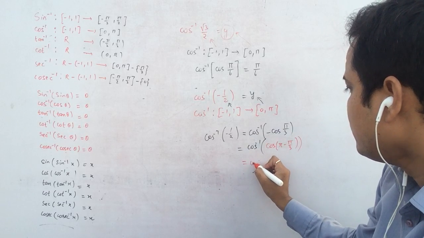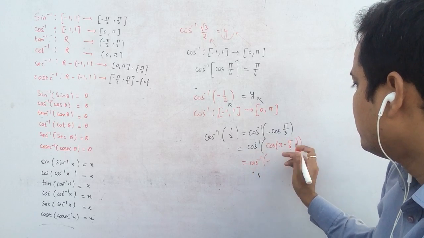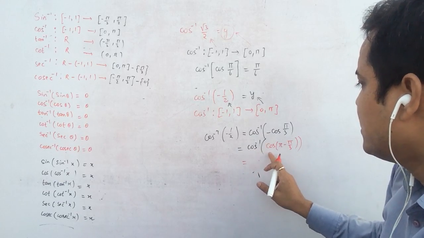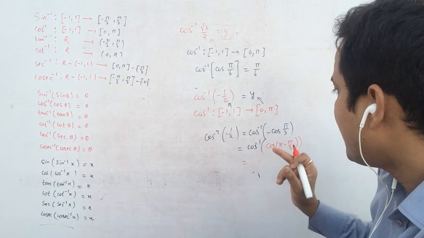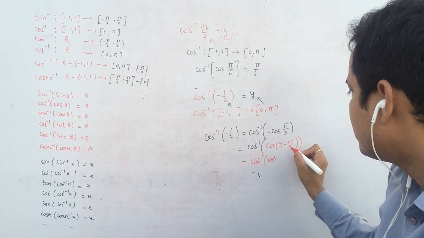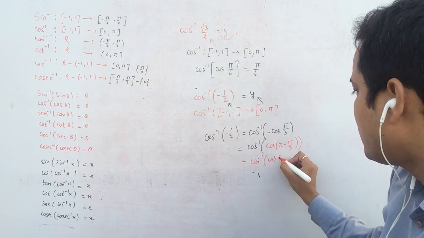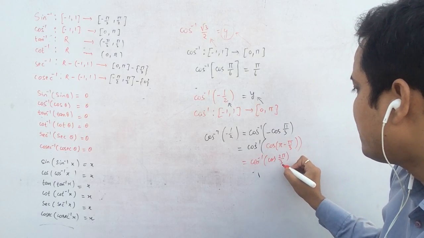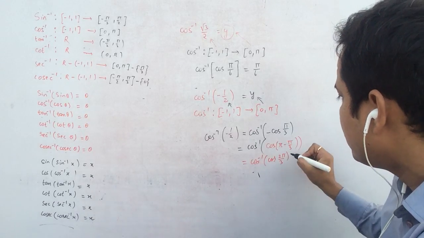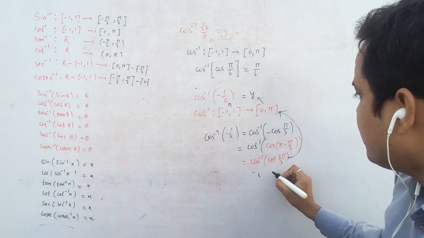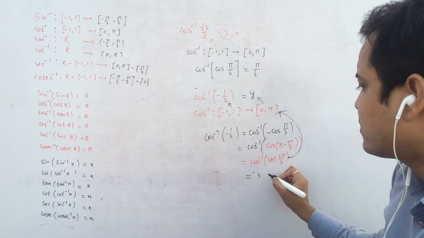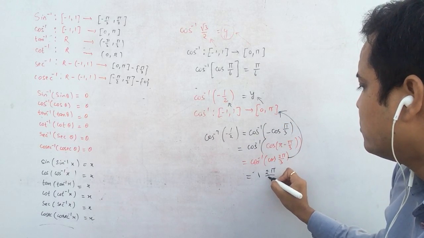So cos inverse of minus cos theta becomes cos inverse of cos of pi minus pi by 3, and cos inverse and cos can be eliminated. What is the answer? Pi minus pi by 3, which is 2 pi by 3. Does this 2 pi by 3 belong to the range? Yes, it belongs to the range. This is actually called the principal value range. So now 2 pi by 3 is the answer.